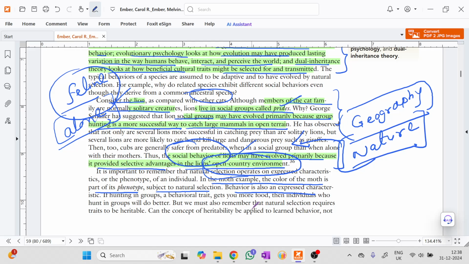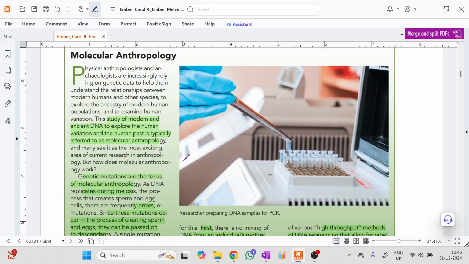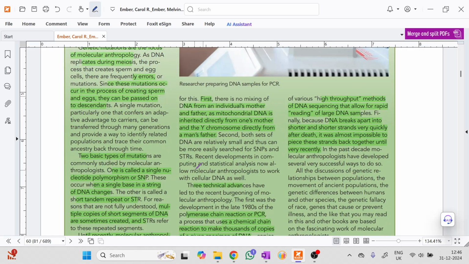So how can behavior be selected? But behavior is also an expressed characteristic. If hunting in a group, a behavioral trait, gets you more food, then individuals who hunt in a group will do better. So it may be that such a characteristic has been selected by nature.